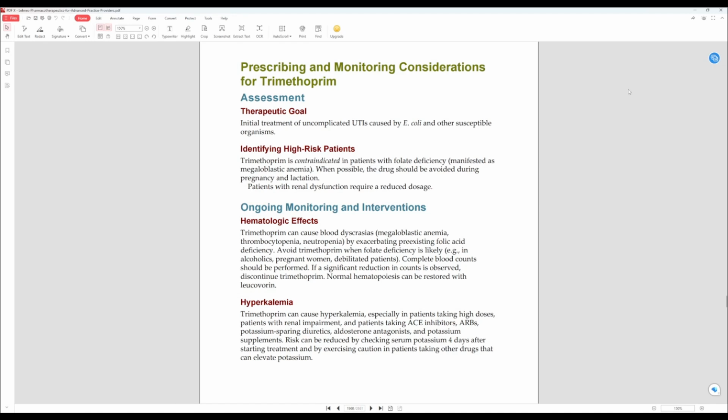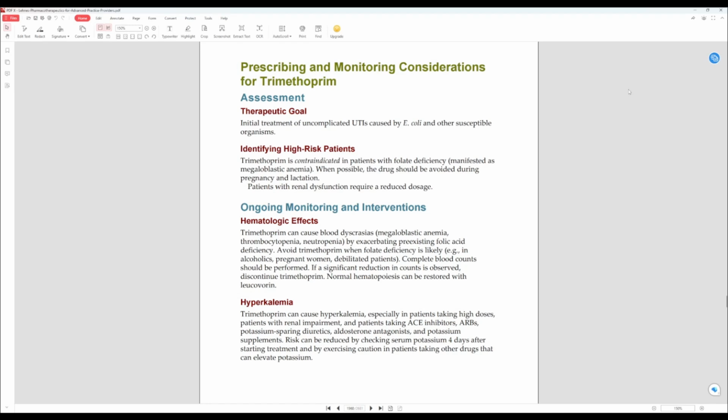By identifying our high-risk patients, trimethoprim is contraindicated in patients with a folate deficiency. When possible, the drug should be avoided during pregnancy and lactation, and patients with renal dysfunction require a reduced dose. And our ongoing monitoring and intervention. Hematologic effects. Trimethoprim can cause blood dyscrasias by exacerbating pre-existing folic acid deficiency. Avoid trimethoprim when folate deficiency is likely. Complete blood counts should be performed. If a significant reduction in counts is observed, discontinue trimethoprim. Normal hematopoiesis can be restored again with the medication leucovorin.